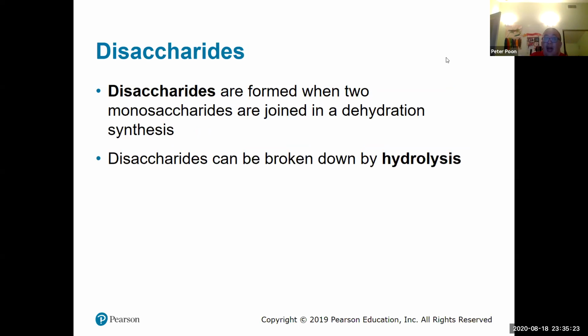Disaccharide, 2, right? So a disaccharide is 2 sugars put together. I put things together through dehydration synthesis. If I want to break it apart, I go through hydrolysis. Hydro, water, lysis, break apart. I use water to break apart things.